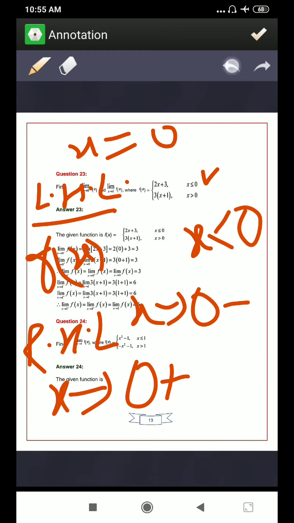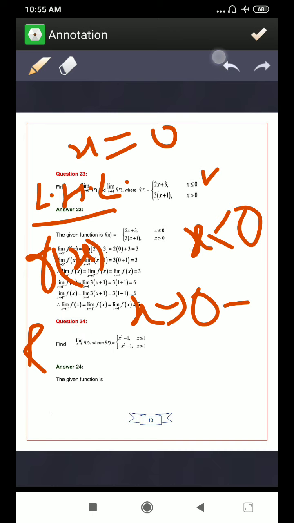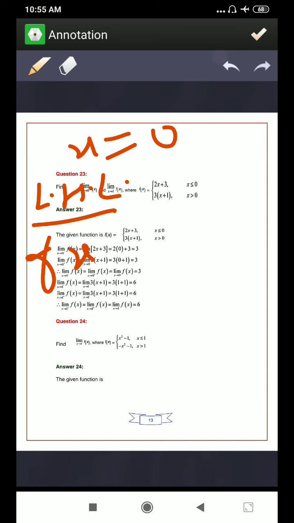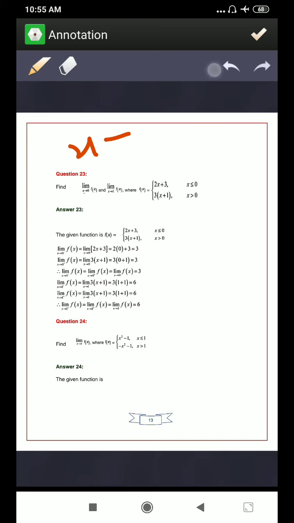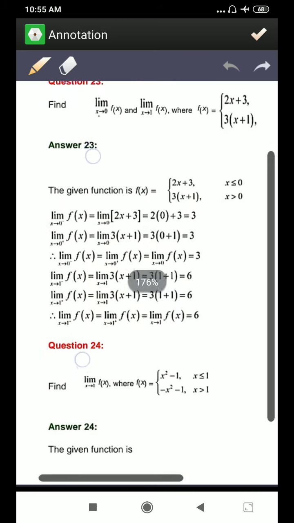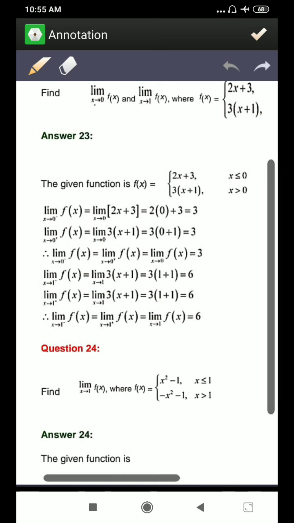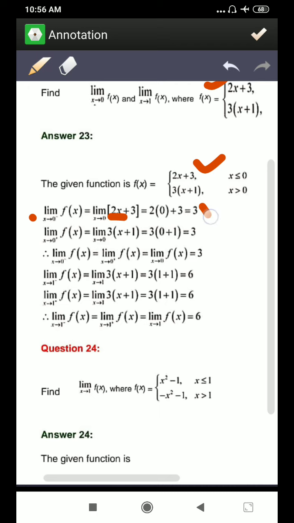Now see, at x equal to 0, I will calculate the limit. For the left hand limit, just note down carefully how to write and put the values. x tends to 0 minus means it is the left hand limit. So for 0 minus, I will take the function which is defined for x less than 0. I have taken it as 2x plus 3. In this you just put x equal to 0. So 3 is the left hand limit.